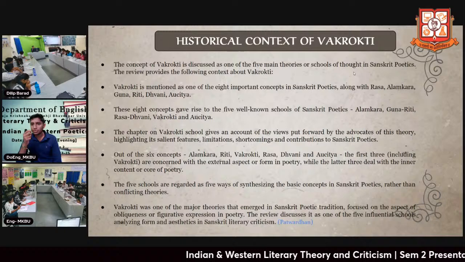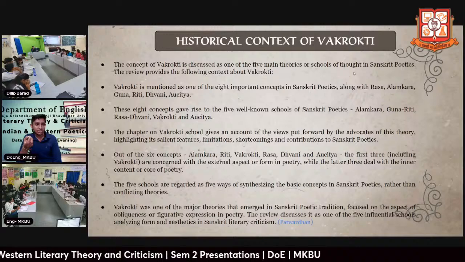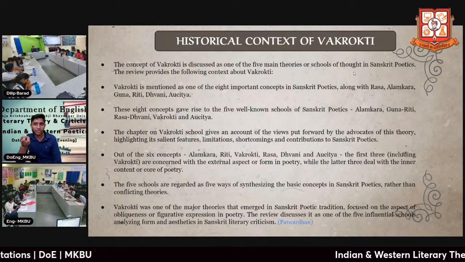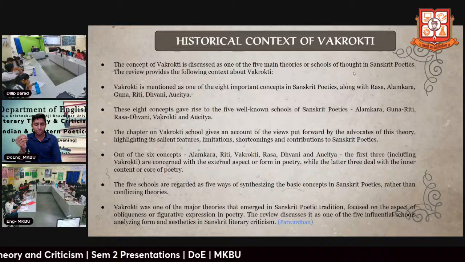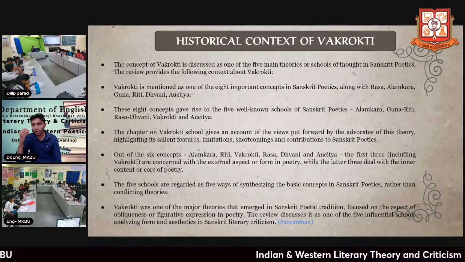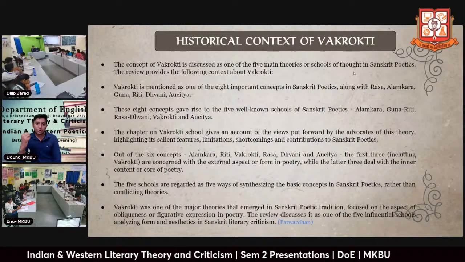The review provides the following context about Vakrokti. Vakrokti is mentioned as one of the 8 important concepts in Sanskrit poetics, along with Rasa, Alankara, Guna, Riti, Dvani, and Auchitya. These concepts give rise to the 5 well-known schools of Sanskrit poetics: Alankara, Guna, Riti, Rasa, Dvani, Vakrokti, and Auchitya. The chapter on the Vakrokti school gives an account of the views put forward by the advocates of this theory, highlighting the salient features, shortcomings, and contributions to Sanskrit poetry.